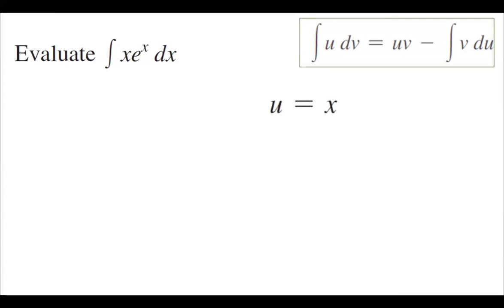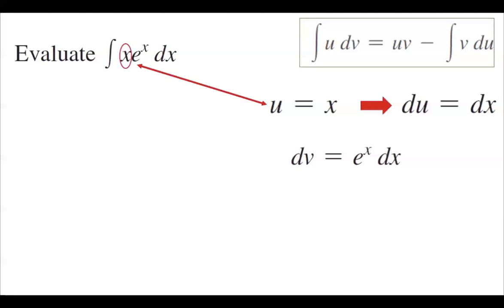So let us take u to be x. Then du is equal to dx. So taking the derivative of u makes it much simpler. Now take dv to be e to the power x dx, which is this quantity right here. And then if I want to calculate v itself, note that in the formula you have uv. Down here inside the integral, you have a v. So we need to derive v.